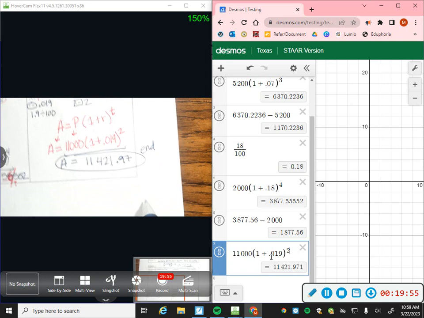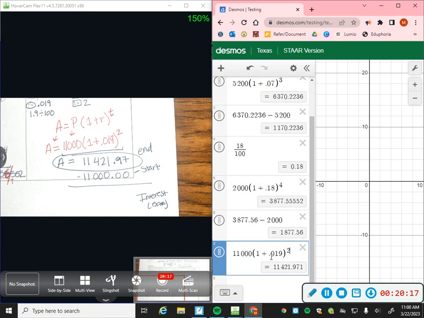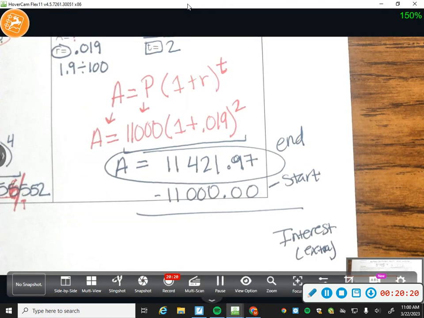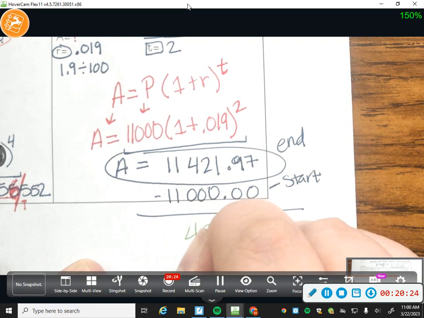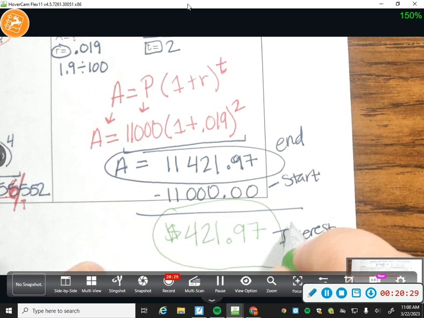To find the interest amount, or the extra, we would have to take away what we started with from the end. What we started with is just the principal. So we'll have 11,000 taken away from that number. Again, in the interest of time, I'm just going to do that subtraction without the calculator. That is $421.97 for I.